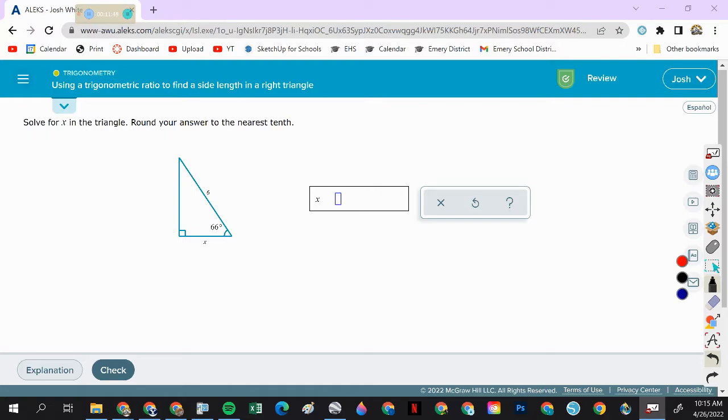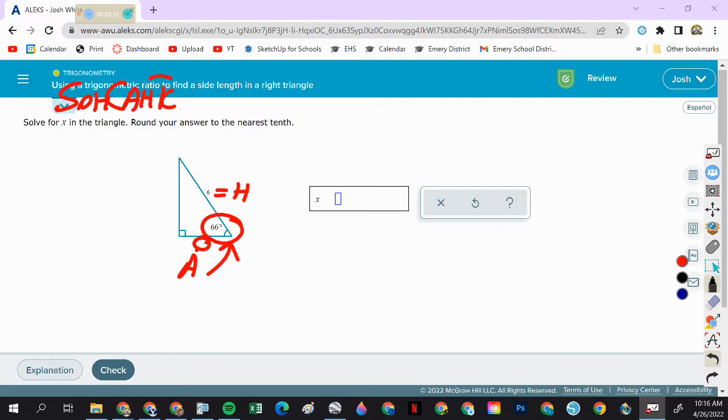Here we have an angle and one side, and we want to find the other side. Here, I am told that this angle is 66 degrees, and I know that H is 6. I need to find this length. What is the name of this length with relationship to that angle? Adjacent.